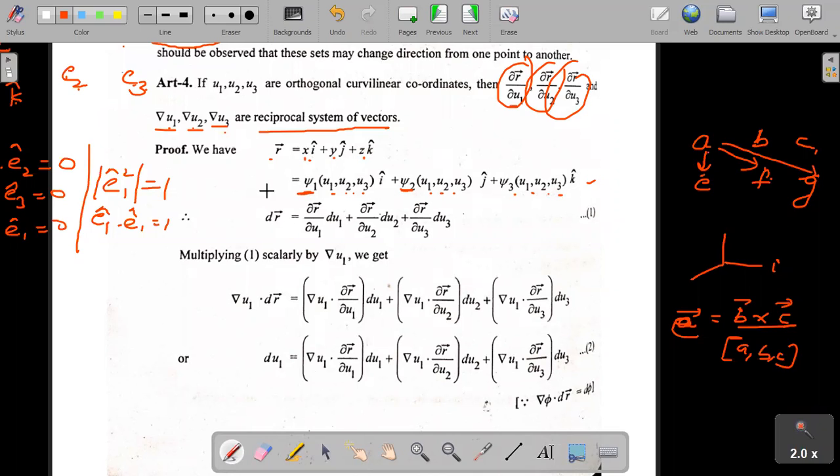Now we know if I take the total derivative of r, what will dr be? dr will be del r by del u1 into du1, right? Here you will have i cap, then del r by del u2 du2 j cap, del r by del u3 du3 k cap. Is it fine, children?